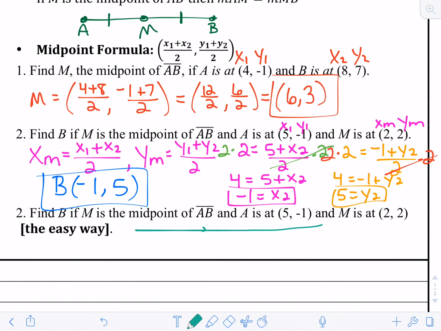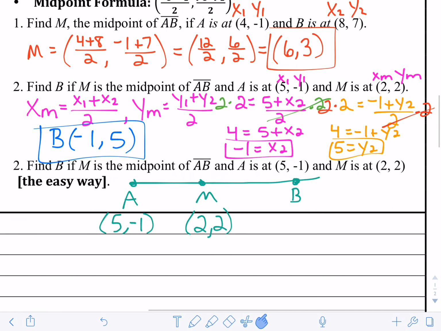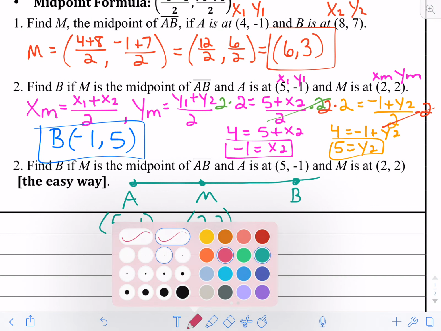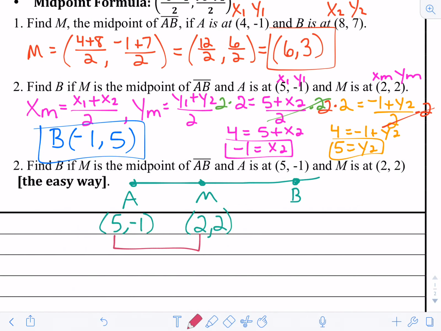Okay, it tells me M is the midpoint of AB. So it's not quite in the center, but you get the idea. A is at this point (5, -1), and M is at this point (2, 2). Alright, so here's the cool trick. First you have to determine the difference between my 5 and 2. Well, you subtract 3. So from 2 to this point B, I have to subtract 3. Well, what's 2 minus 3? Negative 1. Boom, you're done.